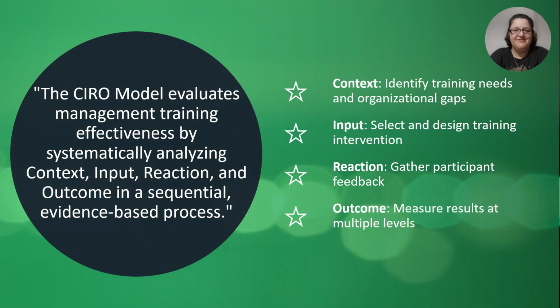The CIPP model, developed by Warbird and Rackham, is a structured way to evaluate training by moving through 4 stages: context, input, reaction, and outcome. It is sequential, meaning each stage builds on the previous one, starting with understanding the need for training and ending with measuring its impact. To illustrate this, consider evaluating LinkedIn Learning modules for instructional design.